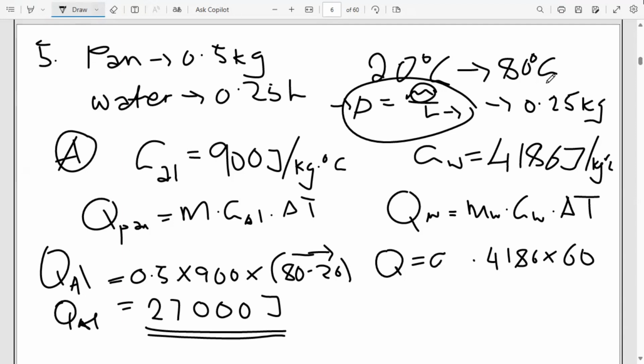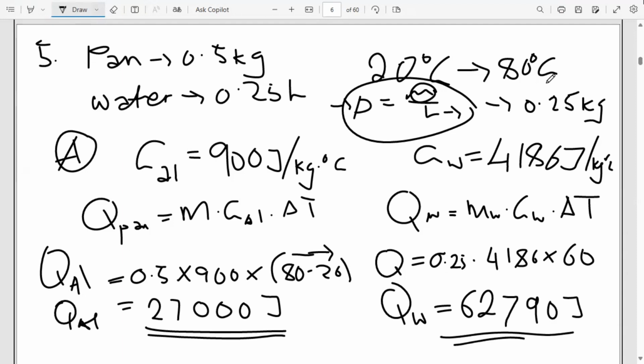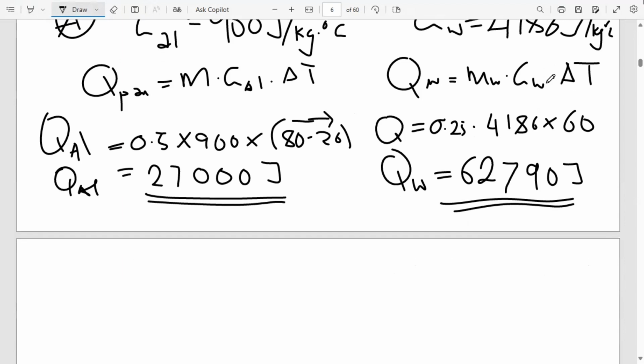So I'm going to put here 0.25 and I'll plug this into my calculator, and I'm finding the Q of water, the amount of energy used to raise the temperature of water, to be equal to 62,790 joules. So this is the amount of energy that is required to raise the temperature of the water.